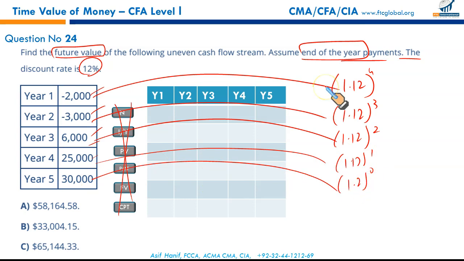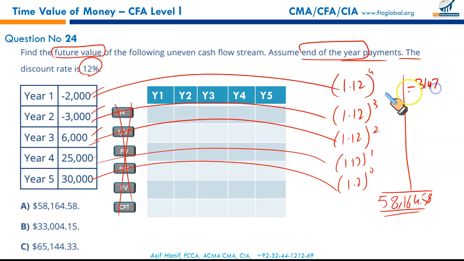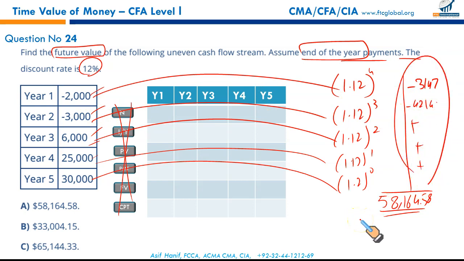Simplify these simplifications, and their sum should give you a total of 58,164.58. Remember, the first one, negative 2,000 into 1.12 raised to the power 4, will be a negative number, negative 3147. Negative 3,000 into 1.12, these are the outflows, negative 4214.78. Rest of them will be positive. Simplifying these will give you the straightforward answer, no big deal.